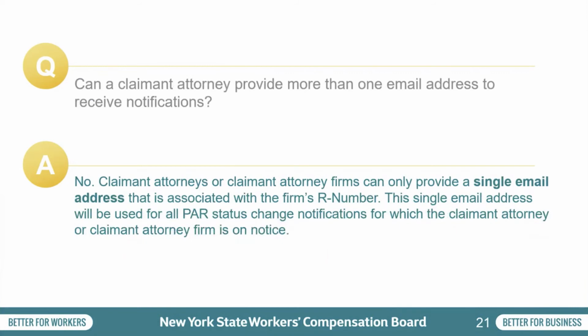Can a claimant attorney provide more than one email address to receive notifications? No. Claimant attorneys or claimant attorney firms can only provide a single email address that is associated with the attorney or firm's R number. This email address will be used for all PAR status change notifications for which the claimant attorney or claimant attorney firm is on notice.